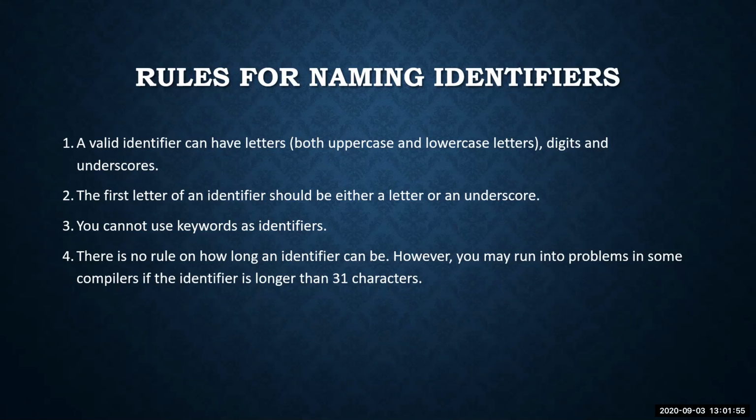Our fourth rule is there is no rule on how long an identifier can be. We can use an identifier name as long as possible. However, you may run into problems in some compilers if the identifier is longer than 31 characters. So these are the basic rules of naming identifiers.